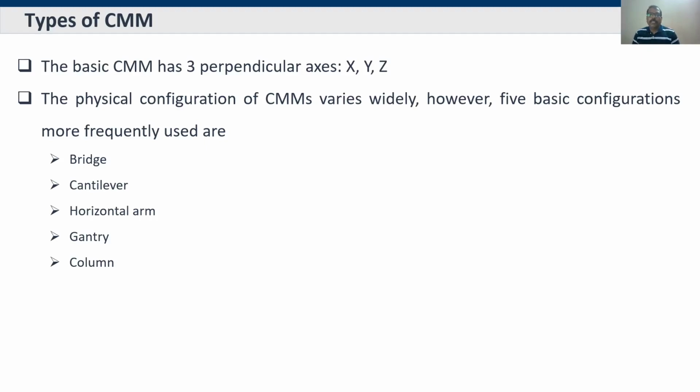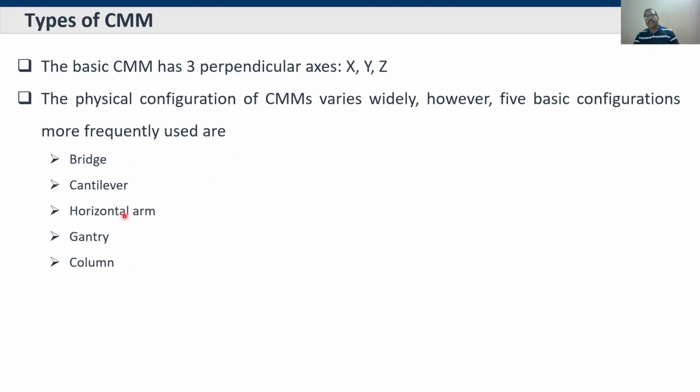So actually, CMM, as I said, has particularly the main axes, XYZ. Any other axes that get added on come under degrees of freedom, but mainly it is XYZ, functioning under the Cartesian coordinate system. Based on the physical configuration, CMMs are divided into many types, but mostly people categorize them under 5 categories, like listed here: bridge type, cantilever type, horizontal arm type, gantry type, and column type.